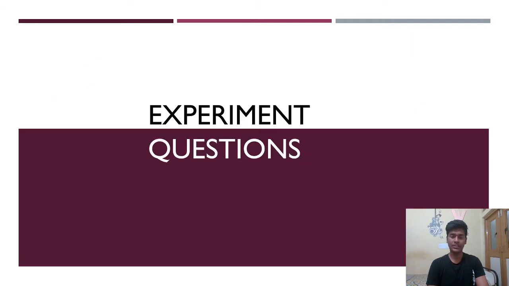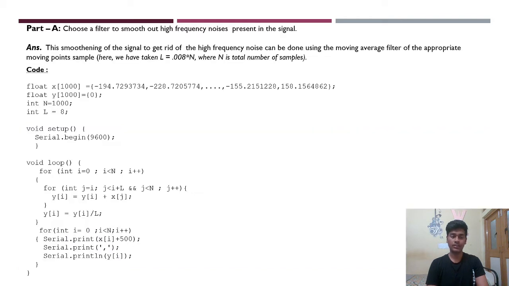Now coming to the experiment questions given to us in lab 1. In the first question, we have to choose a filter to smooth out high frequency noise present in the signal. So in order to do this, we use an L-point moving average filter with L equal to 8. So we write Arduino code for the same.